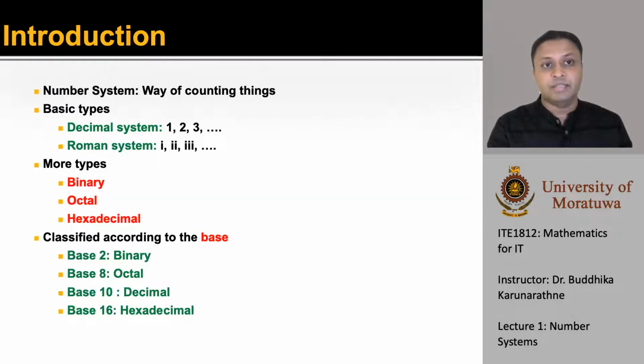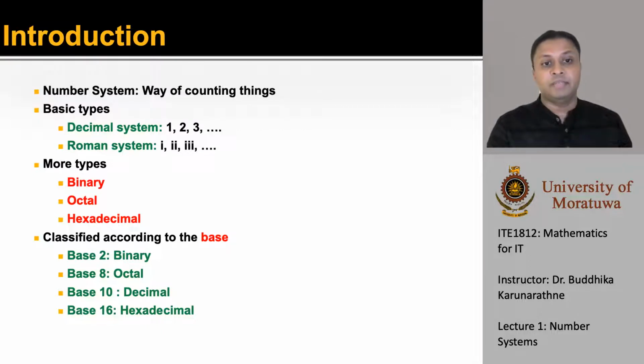We will start with the introduction, asking the question, what is a number system? To put it very simply, it is a way of counting things. So we are very familiar with counting things. The basic type of number system that we use frequently is the decimal system. And I'm sure most of you are familiar with another number system called the Roman system, which has its own different kinds of symbols. And we can also list some other types of number systems like binary, octal, and hexadecimal.